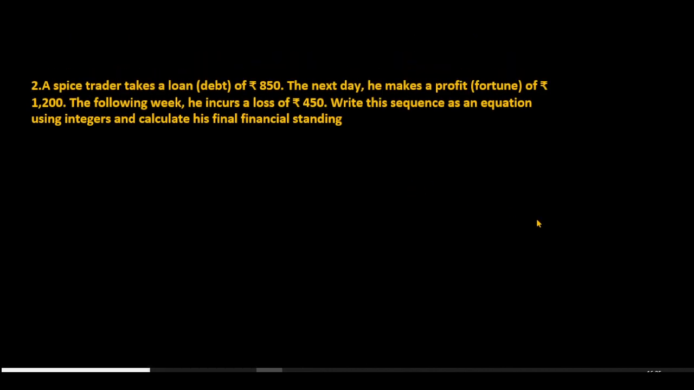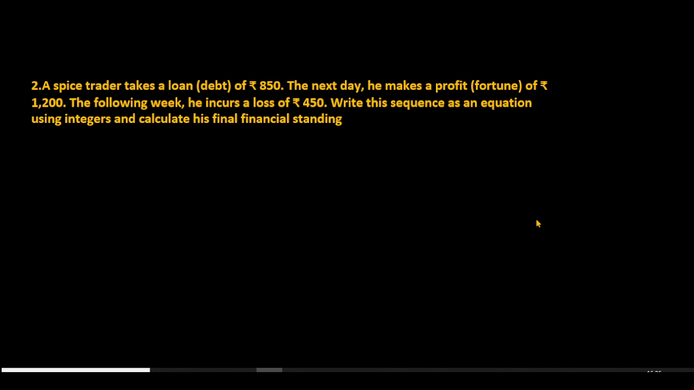And second question, a spice trader takes a loan for rupees 850. The next day he makes a profit, that is fortune, of rupees 1200. The following week he incurs a loss of rupees 450. Write this sequence as an equation using integers and calculate his final financial standing.